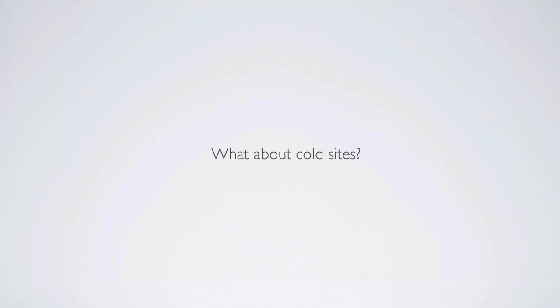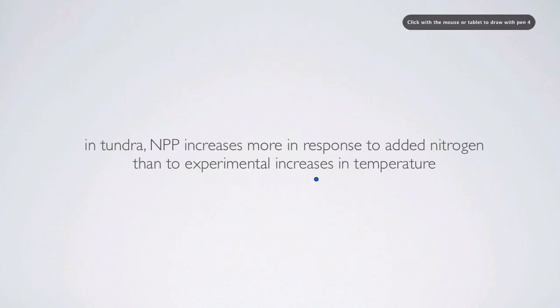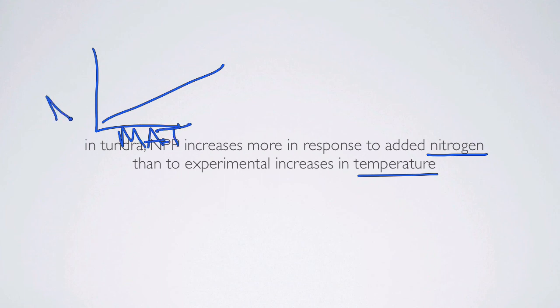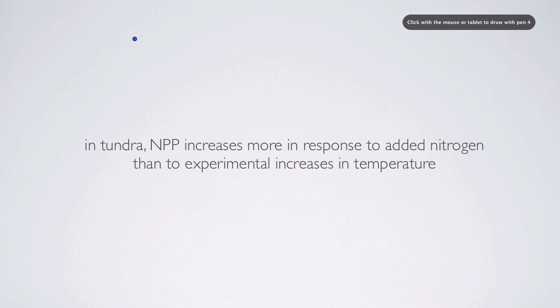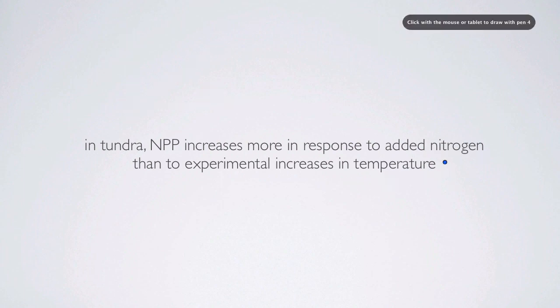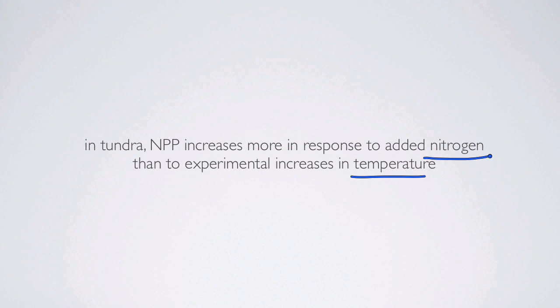Cold sites, though, also show another paradox that you wouldn't necessarily expect. In tundra, NPP increases more in response to the addition of nitrogen than to experimental increases in temperature. So tundra is a cold place, and we know that there's a positive relationship between mean annual temperature and NPP. Despite this, from that relationship, you would think that moving a site from cold to warmer would also increase NPP. But it turns out you get a lot bigger responses in productivity if you add nitrogen than if you increase the temperature. Part of the reason is that temperature also controls nutrient availability. And so if you warm up a site, you're actually increasing the amount of nitrogen that's being made available.